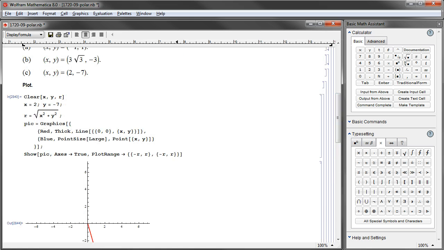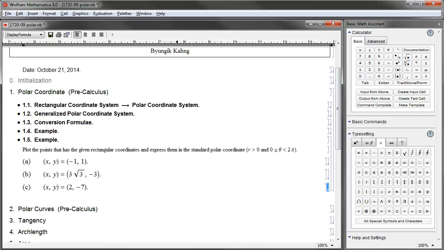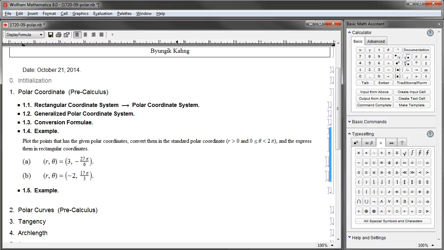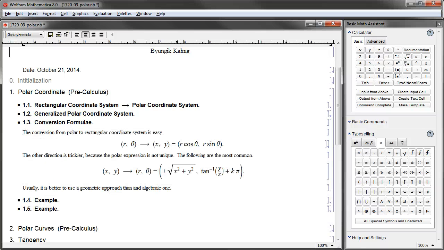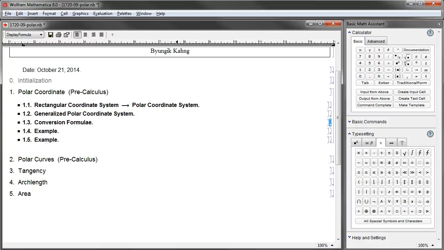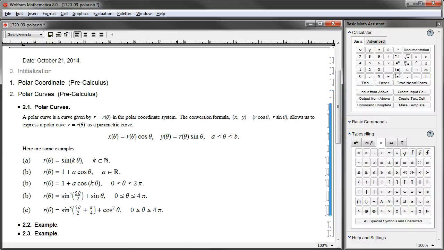So if you use the geometrical approach, then you can answer these kinds of questions more effectively than using this rather ambiguous conversion formula, where you have to decide what k value to take and what sign to take. It's kind of confusing. Okay, that was polar coordinates, and let's go over to polar curves. Let's look at some examples and let's have some fun.